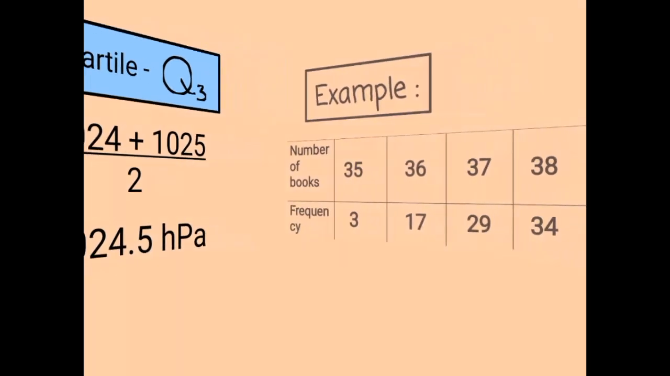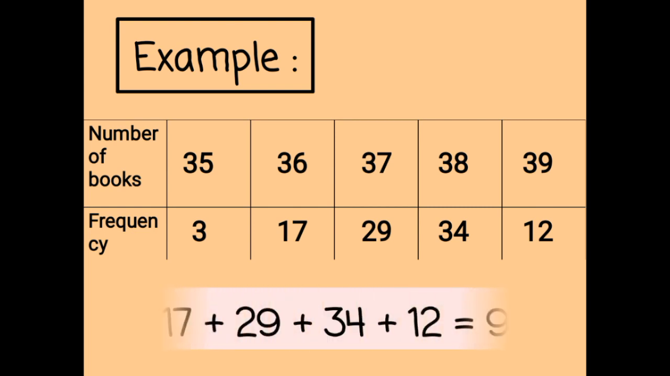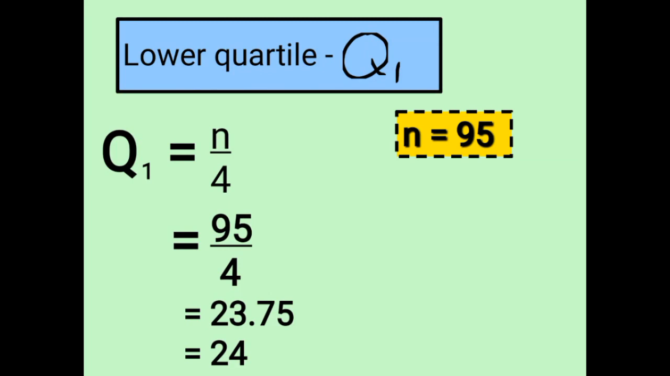Anna records the number of books in the collection of students in her year. The results are shown in this table. As this is an ungrouped frequency table, you can find the median and quartiles the same way you did for discrete data. So first, add all the frequencies together. So it's 95. Q1 equals n over 4. N equals 95. So Q1 equals 95 over 4 equals 23.75. Rounding this up gives us 24.